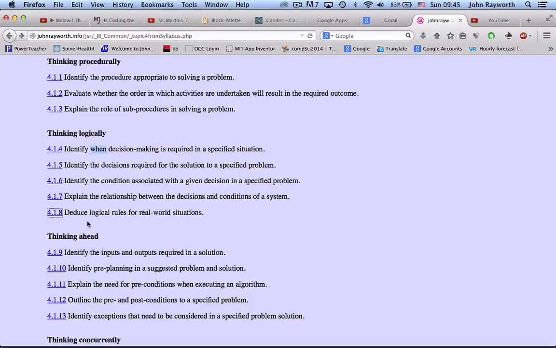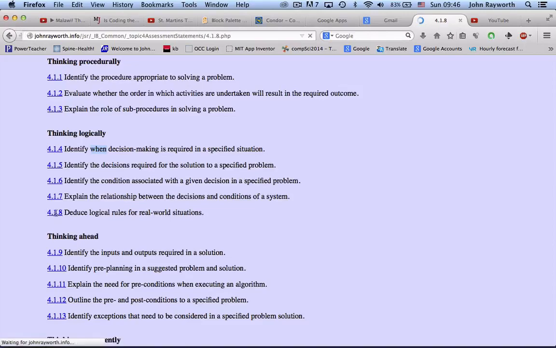Standard 4.1.8 says deduce logical rules for real-world situations. The idea is that the whole world is based on decision-making structures. We make decisions all the time, and computers do that most of the time for us. Computer programmers take a look at real-world situations and develop lots of code, the if-else blocks that we've been looking at, and make the programs run based on those real-world situations.